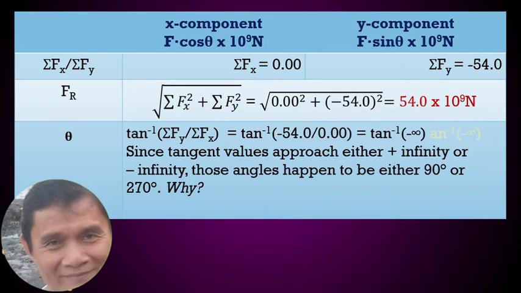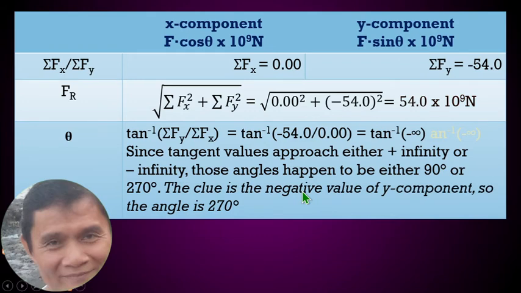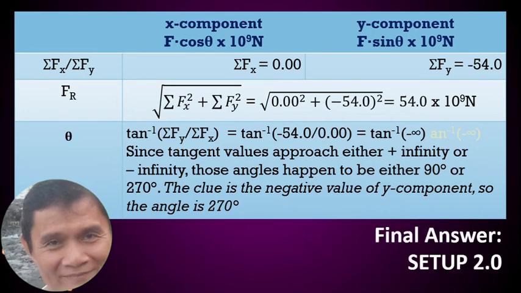In order for you to get that value, there's an actual idea. Since tangent values approach either positive or negative infinity, you either happen to have a 90 or a 270. The clue is the negative value of the y component. So, the angle is 270 degrees. The angle in which the object is pointing down. That's the final answer then.